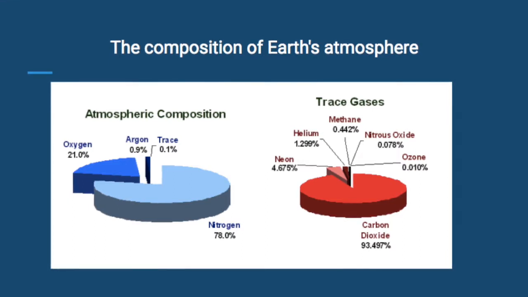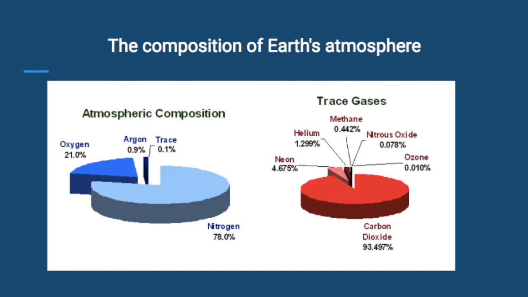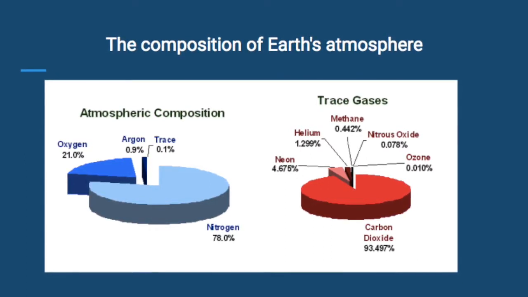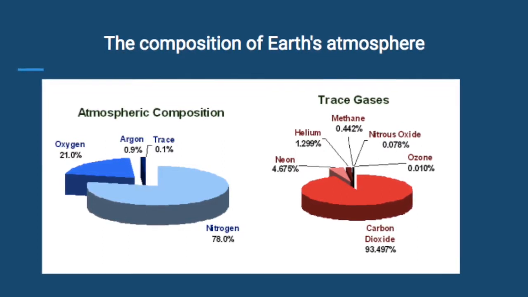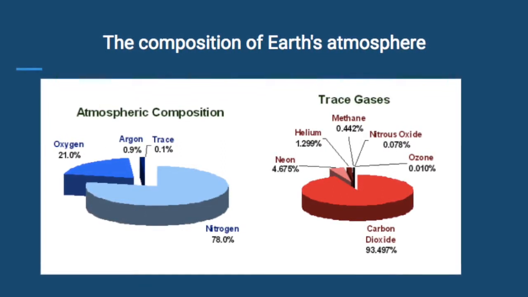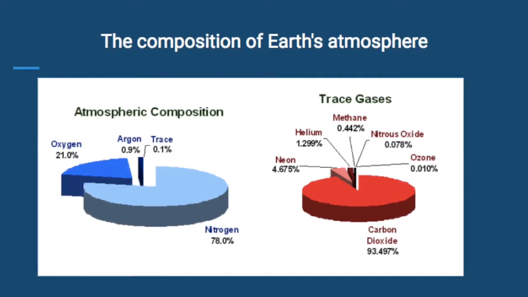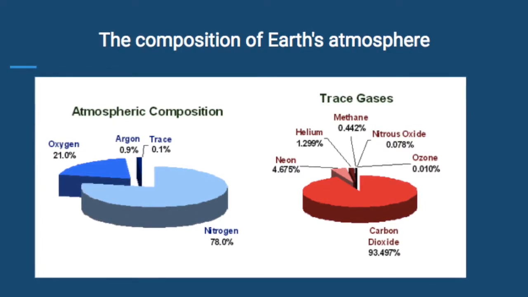The composition of Earth's atmosphere, as shown on this diagram. Atmosphere composition in its percentages and trace gases in its percentages. The atmosphere is composed of a mix of several different gases in different amounts. The permanent gases whose percentages do not change from day to day are nitrogen, oxygen, and argon. Nitrogen accounts for 78% of the atmosphere, oxygen 21%, and argon 0.9%.